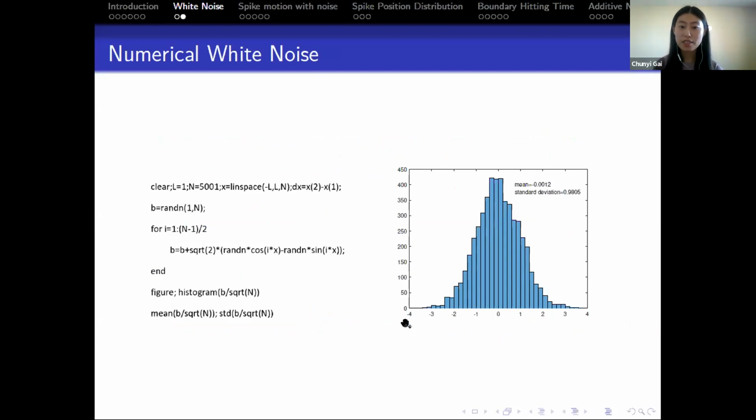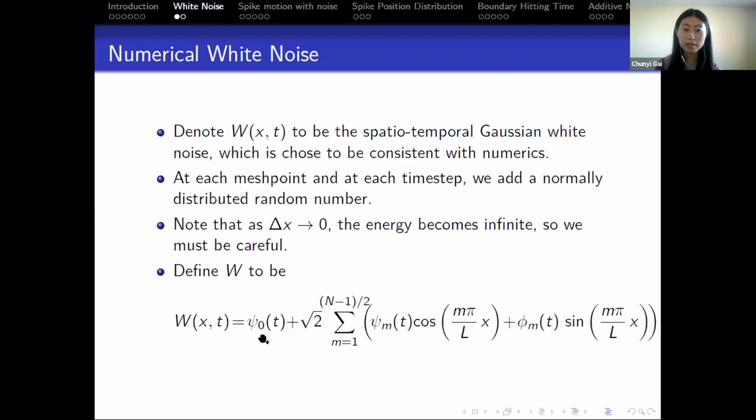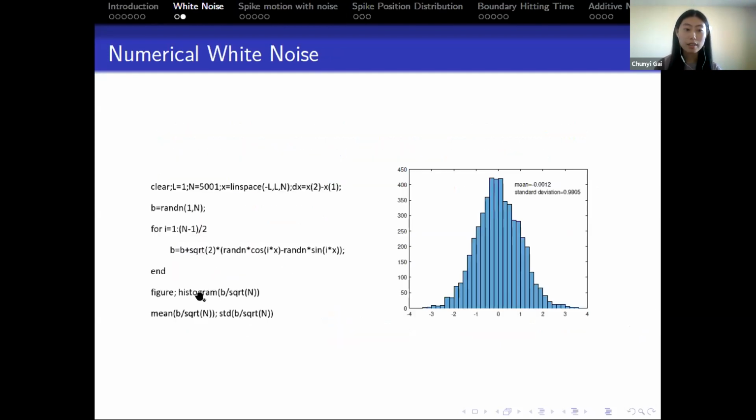So this picture is to check this Gaussian white noise, and it's generated by the code shown on the left-hand side. Here we generate the Gaussian white noise using this formula, and then we plot the histogram of this white noise divided by root of N, and it gives this Gaussian distribution with mean 0 and standard deviation almost 1.